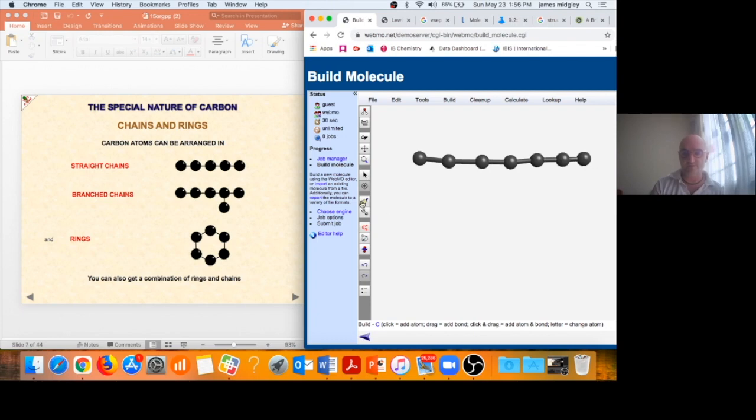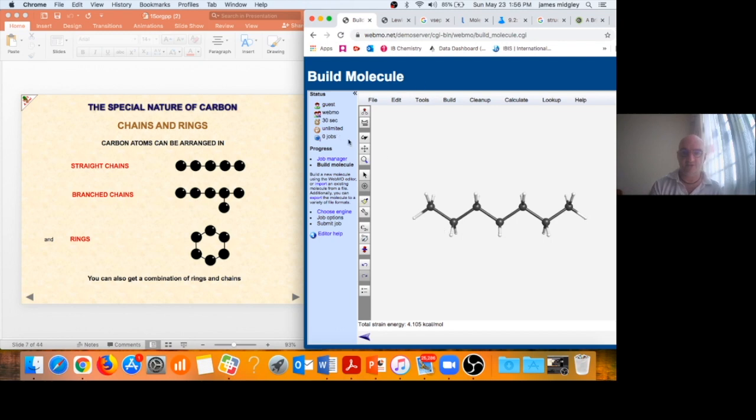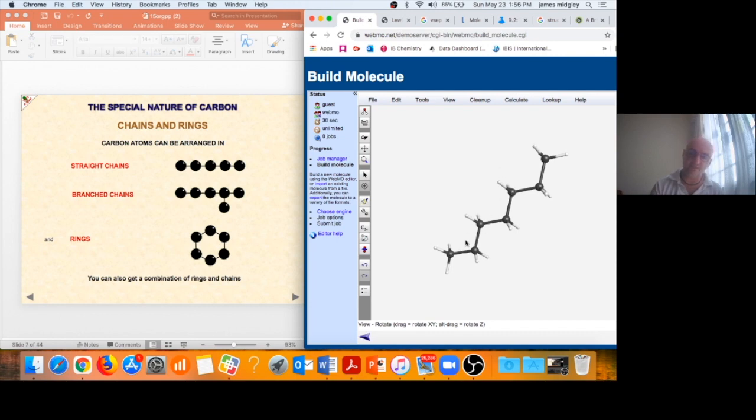You all know the name of this one? Of course you do. Let's just clean that up. There we go. The name of this is heptane. Okay. All the bonds are single. They're all sigma bonds around each carbon. The bond angle is 109.5 degrees, and the hybridization is sp3.